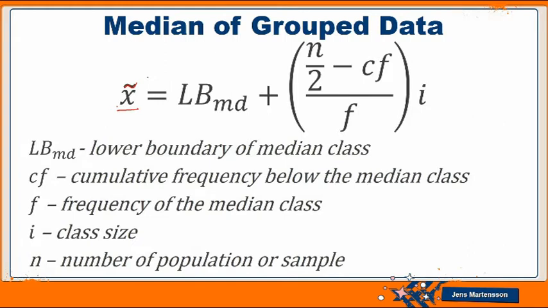Wherein LBMD stands for the lower boundary of the median class na ma-identify natin by the use of N over 2, cumulative frequency below the median class, frequency of the median class. Less than CF pala ang ginagamit na, less than cumulative frequency. i is for class size, and N is the number of population or the sample.